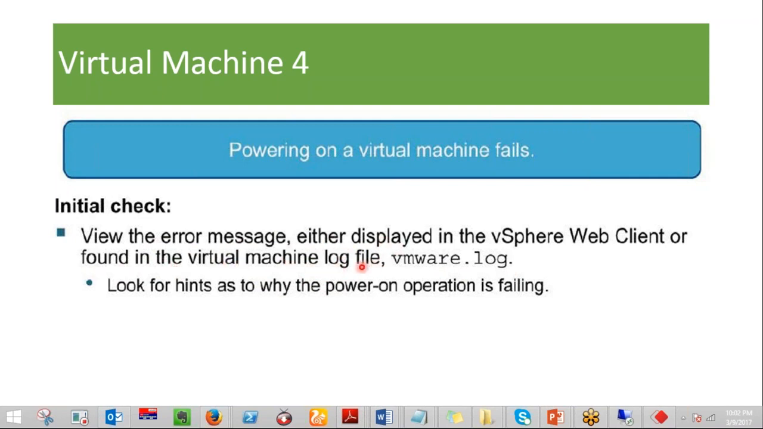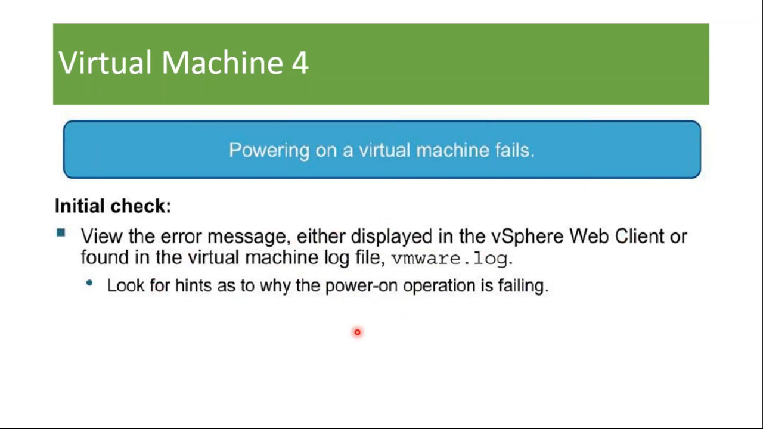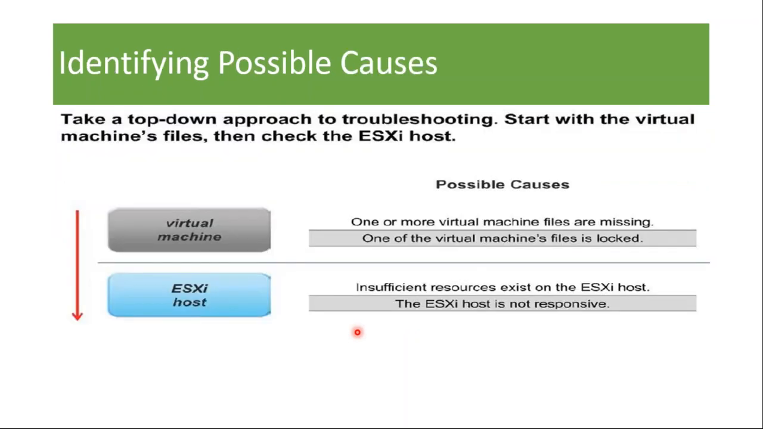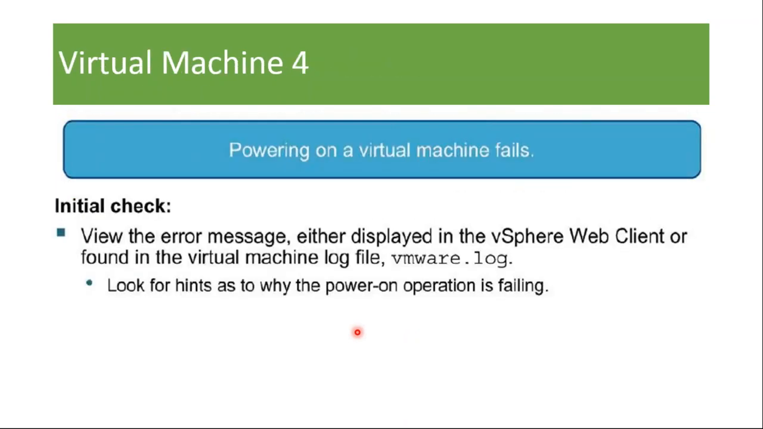View the error message either displayed in the vSphere web client or vSphere client, or found in the virtual machine log file. So the vmware.log file is available in your virtual machine folder. Open that particular vmware.log file, then you can see the hint for why the virtual machine is not able to power on. Even you can go to the virtual machine tasks and events. From there also you can find the hint. Any questions on this slide?